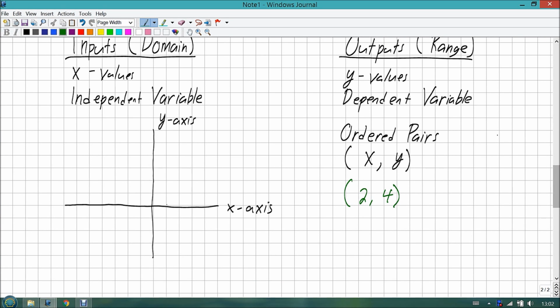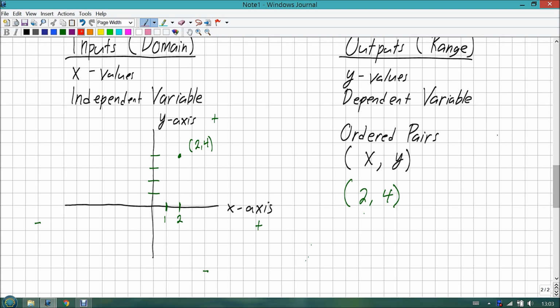So what I would do is go to 2 on the x-axis. So that's 1, 2. Note how when we go to the right, we're positive. When we go to the left, we're negative. When we go up, we're positive. When we go down, we're negative. So I would go 2 to the right, and then 4 being positive means I would go up 4. So we're looking at 1, 2, 3, 4 going up, and there would be my point at (2, 4).